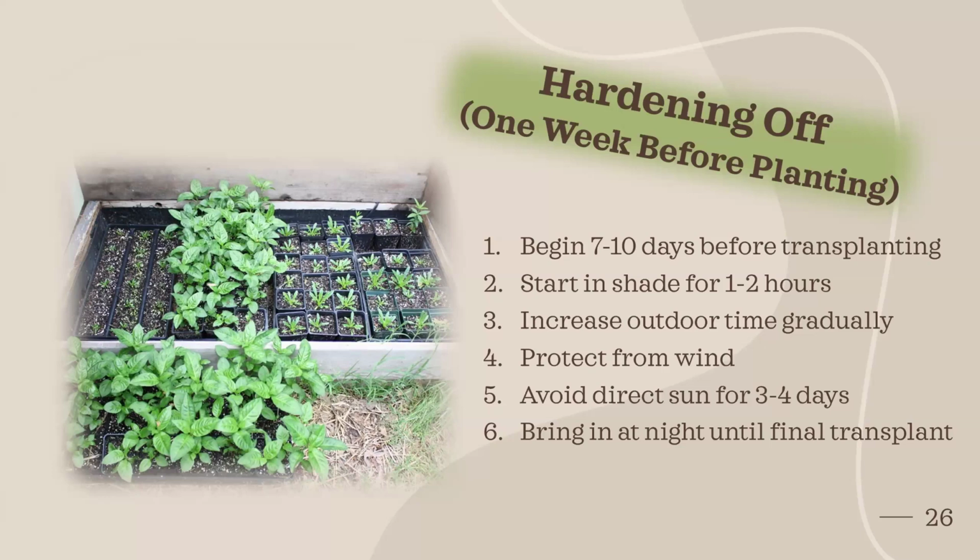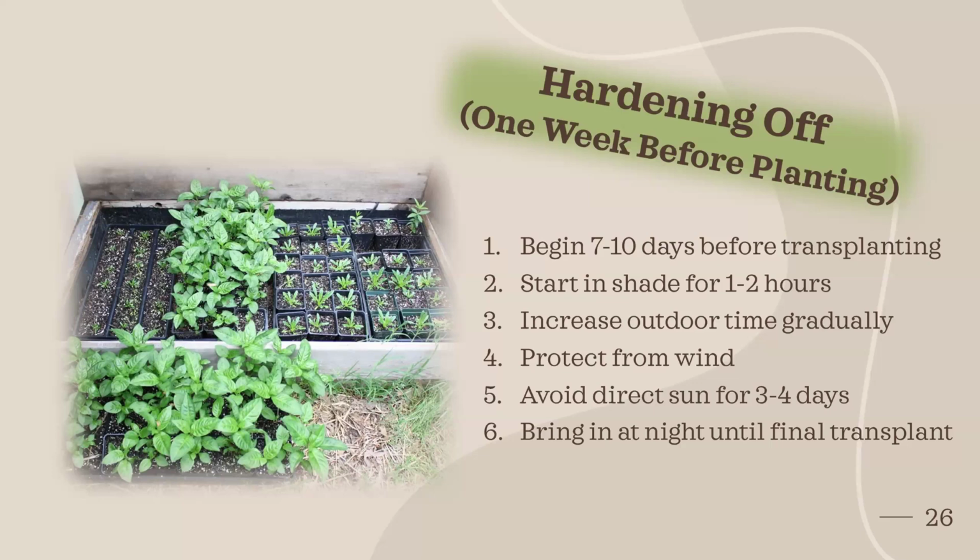So, beginning about 7 to 10 days before you want to transplant them fully in the ground, you can bring your plants outside and usually work your way up. Start in the shade for about 1 to 2 hours a day and then bring them back in. You can increase that outdoor time gradually as you go on. Make sure you've got them in a protected spot, so not a super windy, exposed area, and try to avoid really hot direct sun for those first 3 to 4 days, right?